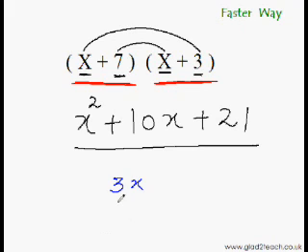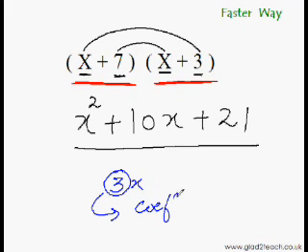Now, if I write something like 3x, and if I ask you, can you tell me what is the coefficient of this term? Your answer would be 3. Yes, that's an absolutely correct answer. Now, 3 is known as the coefficient.